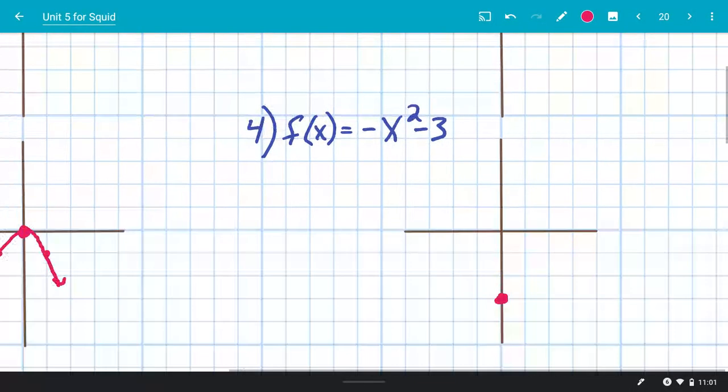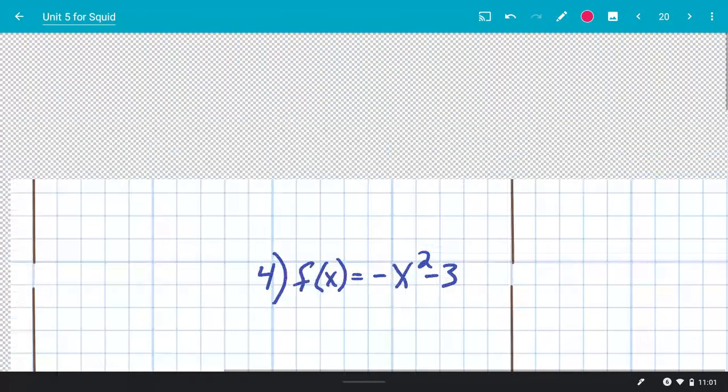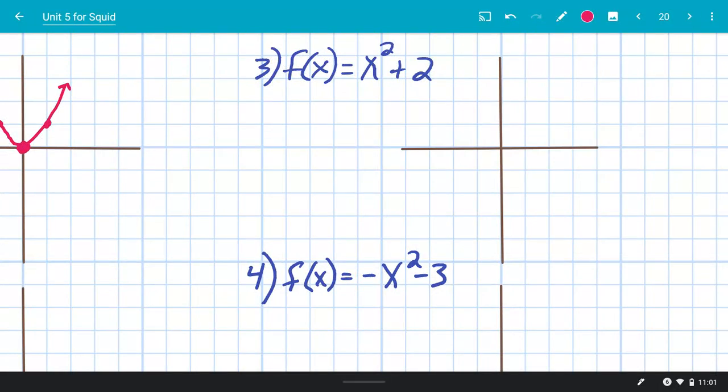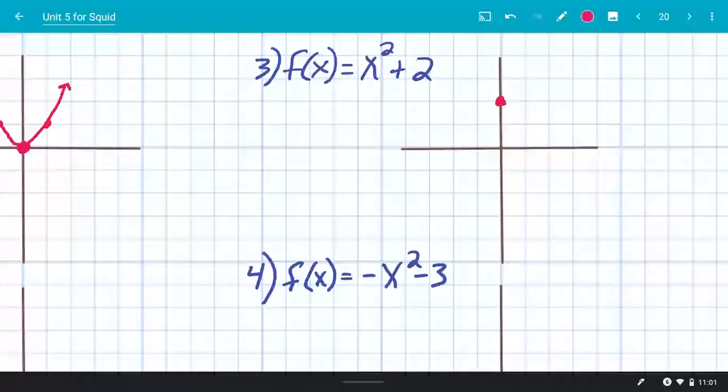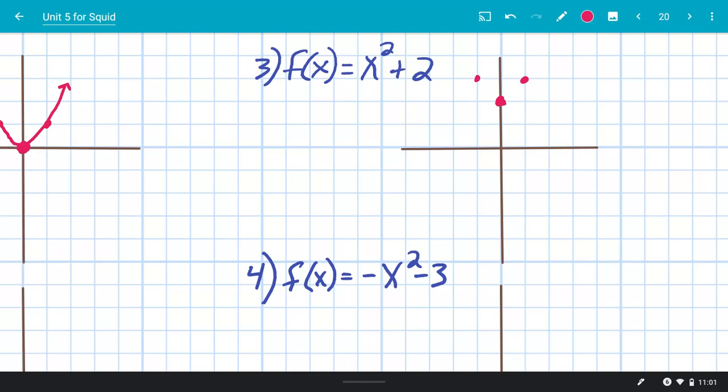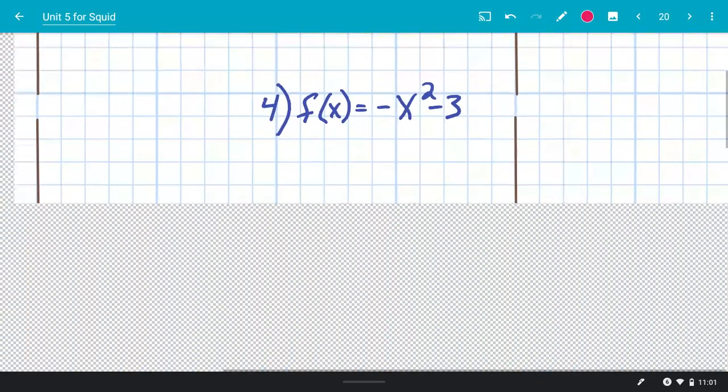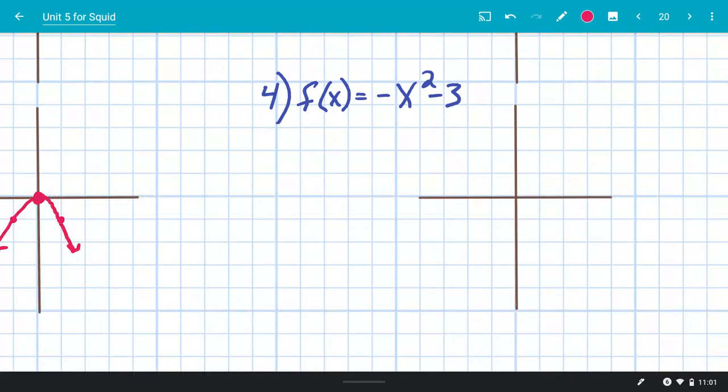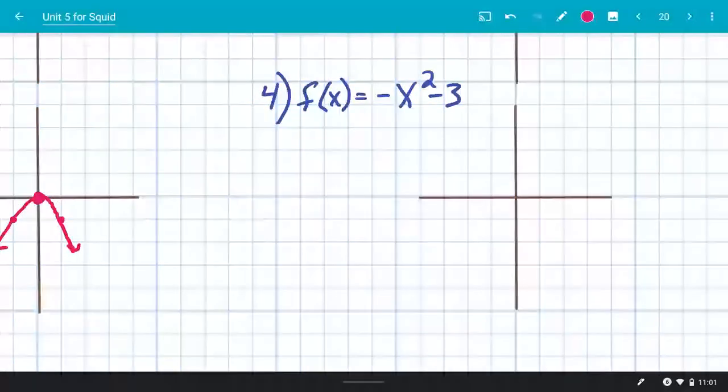Number 3. What is my constant? And everybody said 2. So it's going to cross at 2. Since there's no junk, not only is that my y-intercept, but it's also my vertex. Now I go to my leading coefficient, which is 1, and I'm going to go up 1, over 1, up 1, over 1. Think you can handle that? All right. Try number 4.